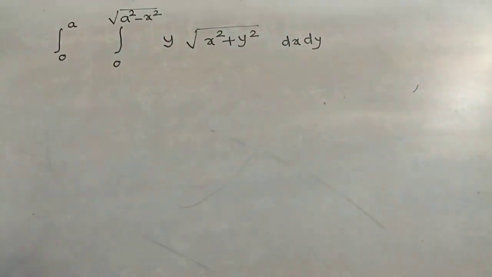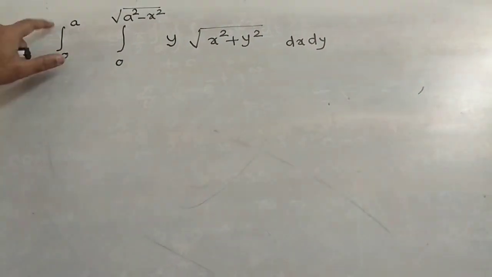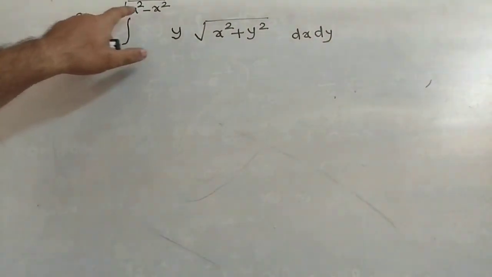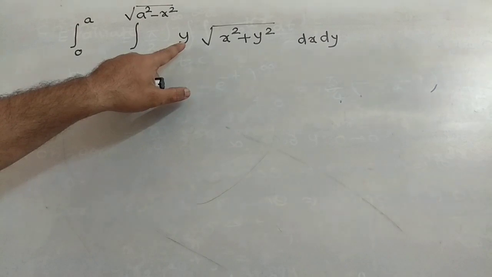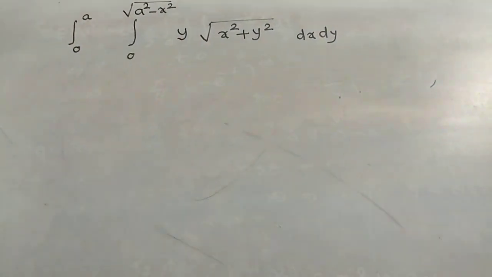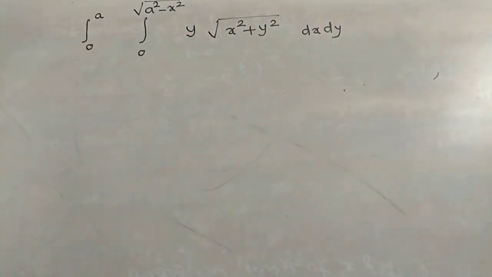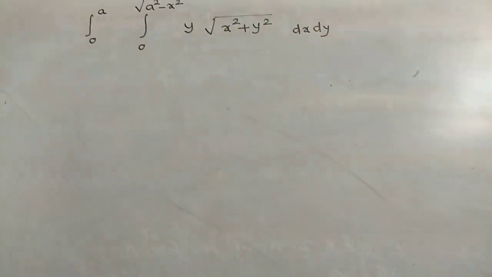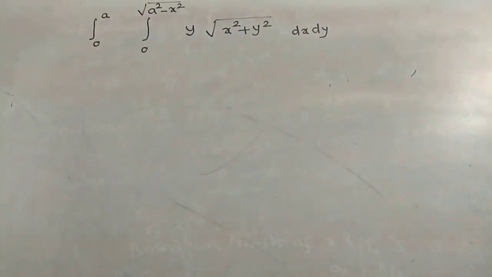Now let us have another problem. Double integral 0 to a and 0 to under root of a square minus x square, y into root of x square plus y square, dx dy. So we need to find that integral value by changing into polar coordinates.